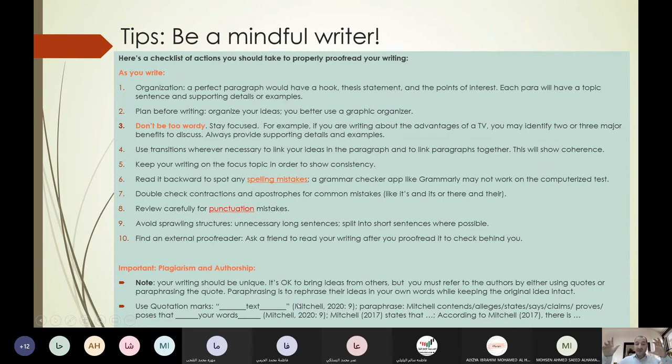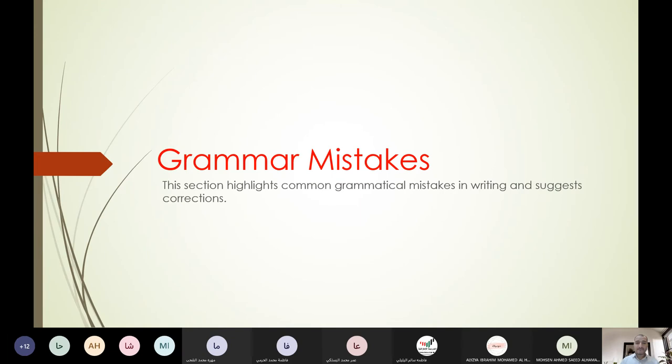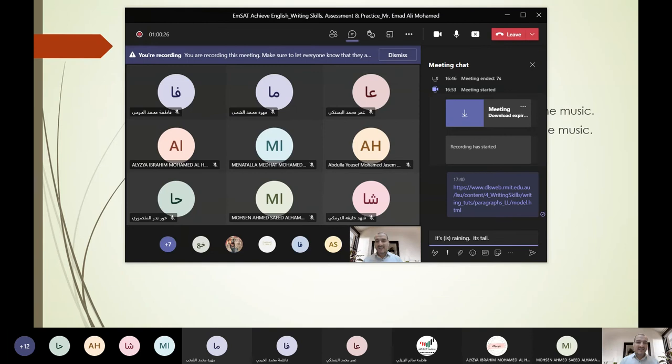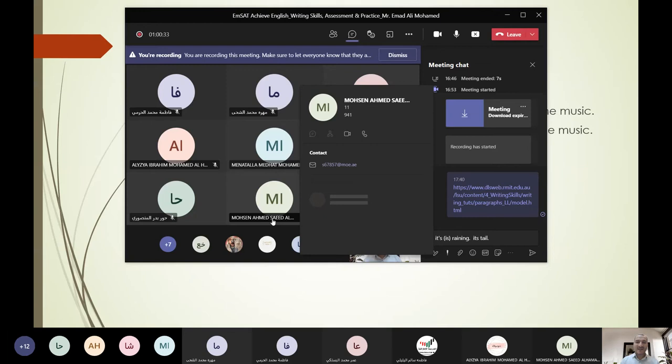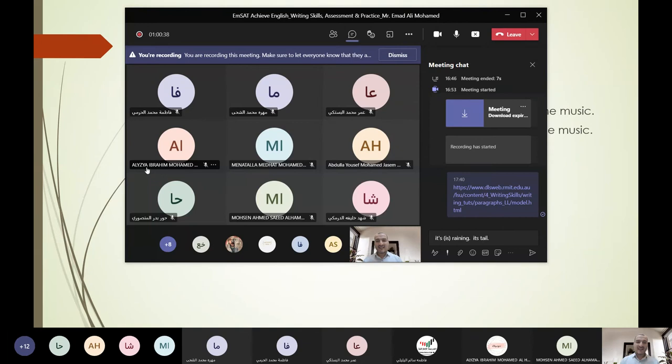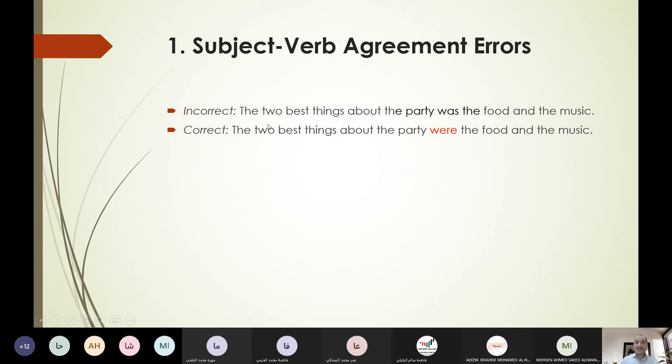What are the writing mistakes? I need somebody to read the first sentence, please. Let's say, Mohsen. Hello, Mohsen. Assalamu alaikum. Mohsen Ahmed. Are you there, Mohsen? Well, Aliaza. Aliaza Ibrahim. Yes. Would you please read the first sentence, which is incorrect, as you say. Read it, please. The two best things about the party was the food and the music.